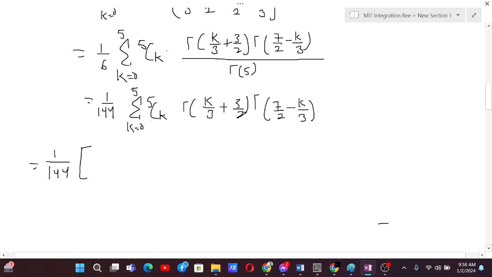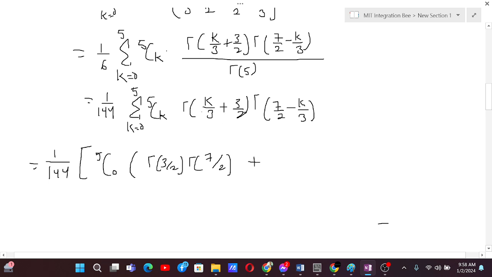First of all, we will have 5c0. Basically 5c0 and 5c5 are the same, so we'll just try to write that in a single line. So for 5c0, we will have gamma of 3 by 2, gamma of 7 by 2. And for 5c5 as well, the values will be equal, for both of them, 5c0 and 5c5, so we'll write it over here itself.